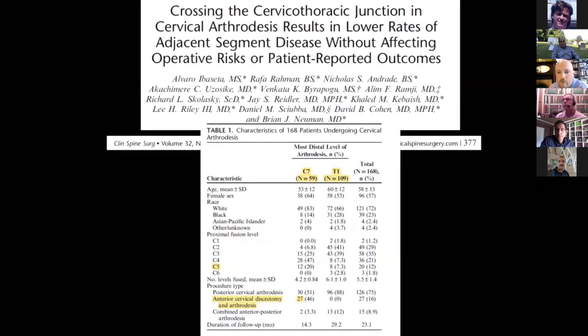This is another great group from Johns Hopkins, and this is, again, one of the top 4 papers that we have on the topic. And if you look at their numbers, 168 patients, T1 had 109 stop, all of them posterior, some of them with anterior column support. But when you look at the comparisons, they're looking against C7, which has 59 patients. And of those, close to half, not more than half, but very close to half, are anterior cervical discectomy and fusion. They're not posterior cervical stopping.